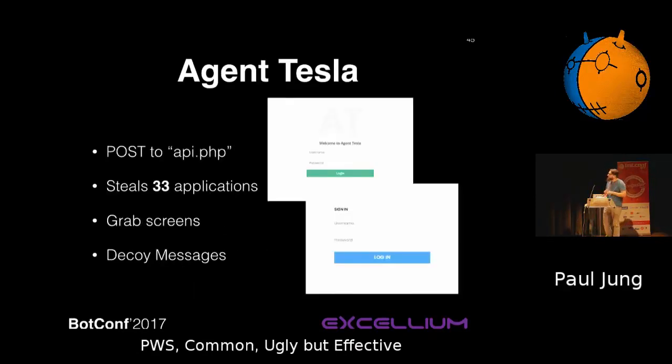Agent Tesla reports using POST to a page which is always api.php. It was previously closed, now it's api.php. It's still a lot of applications. It's able to grab screens, so you may configure it, as I said, to grab only interesting applications. And it's what is also seen on a couple of them: the decoy message. So when it runs the third time, you may configure a pop-up message box which usually claims it doesn't work. So that's for the deception.